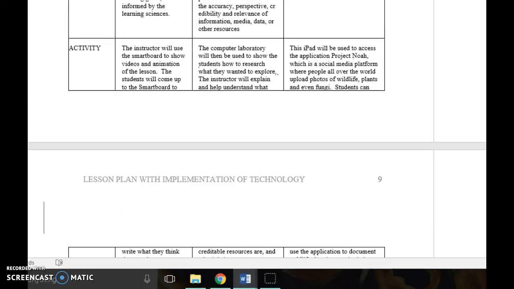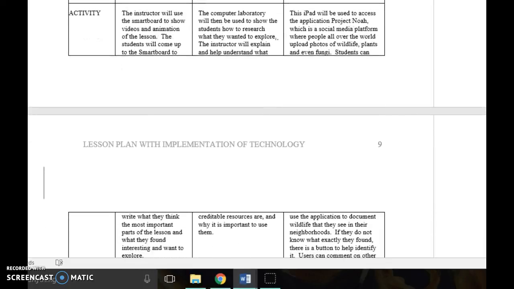The second activity would be to go to the computer lab to show students how to use the internet to research the interesting topics that they decided they would want to explore in the topic of frogs. And then the instructor would also explain and help them understand what credible sources are and why it's important to use them. And then the third activity, using the iPads, would be to use the application Project Noah.